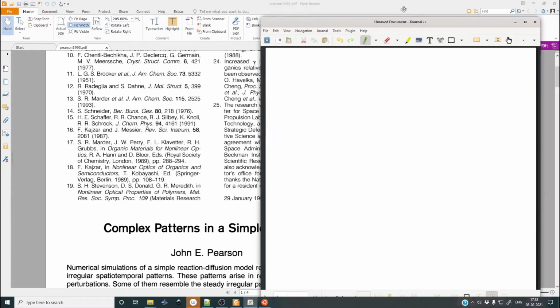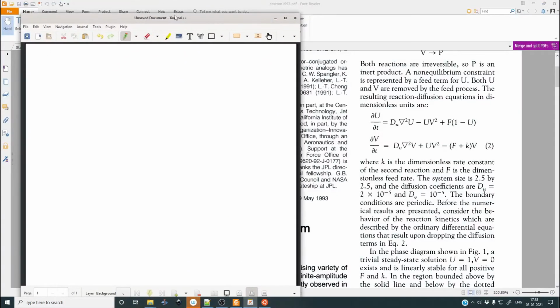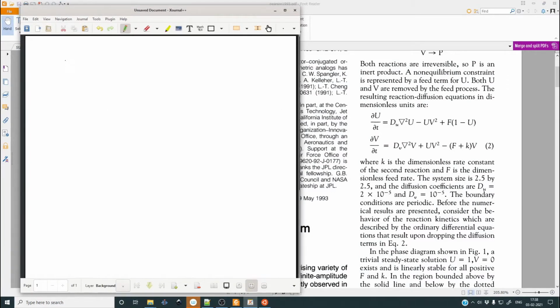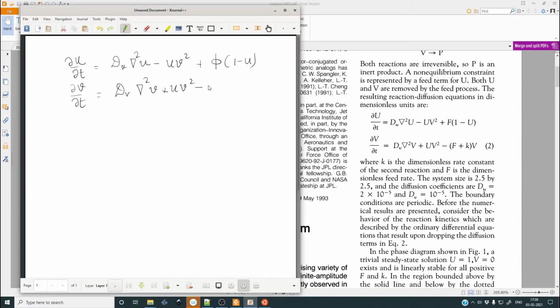So the equation at hand is del u del t equals du Laplacian of u minus u v squared plus phi times (1 minus u), and del v del t equals dv Laplacian of v plus u v squared minus (phi plus k) times v. So these are the two systems.